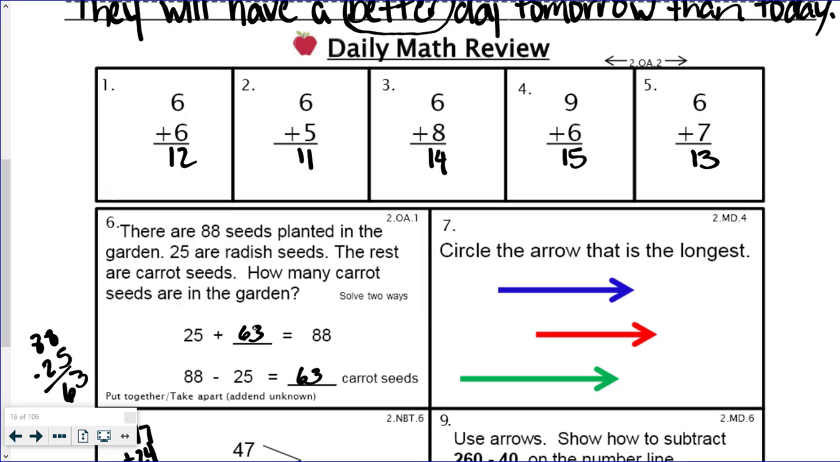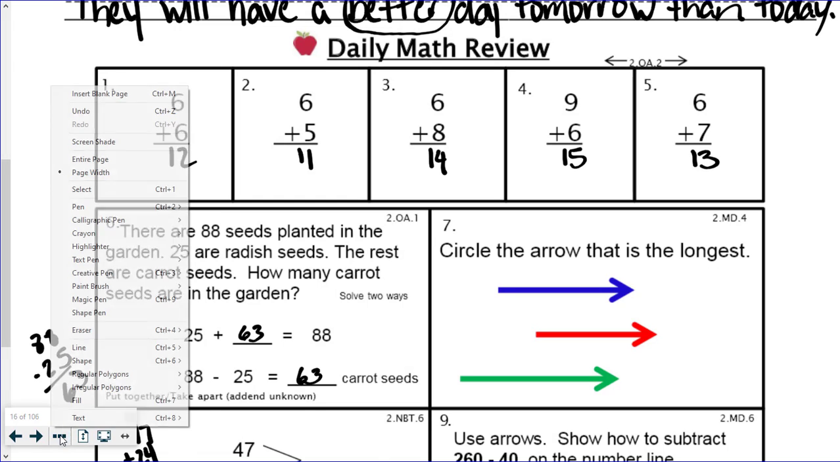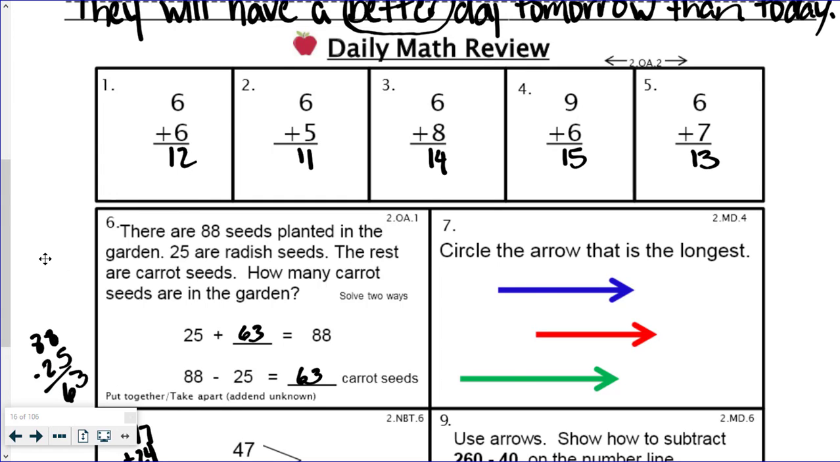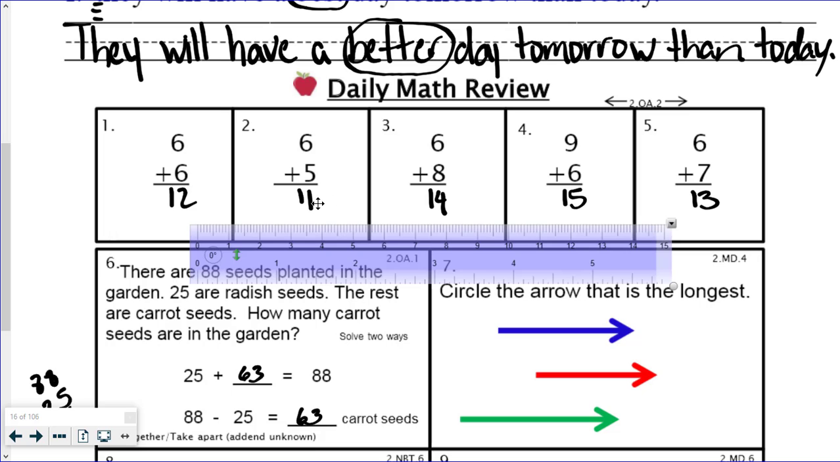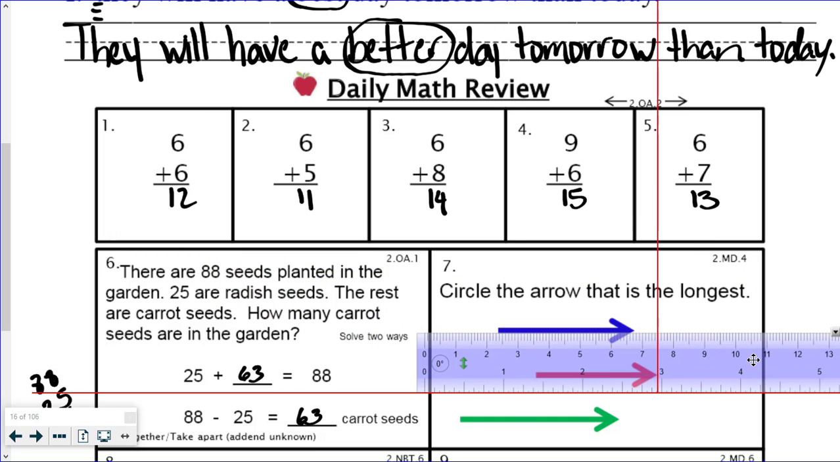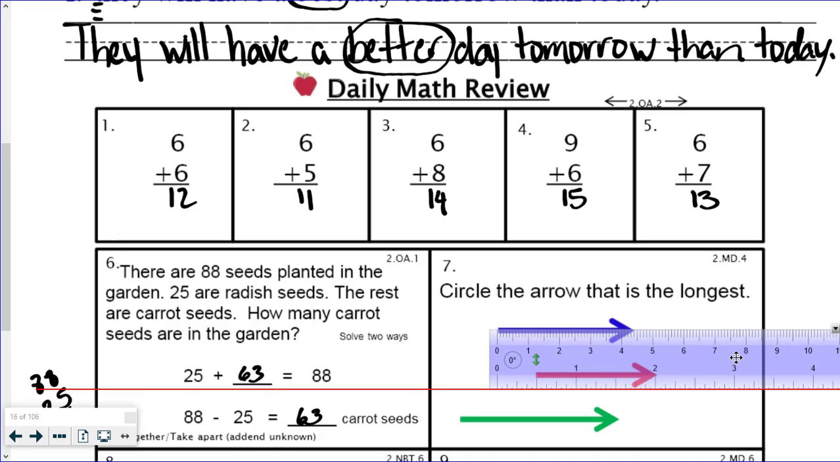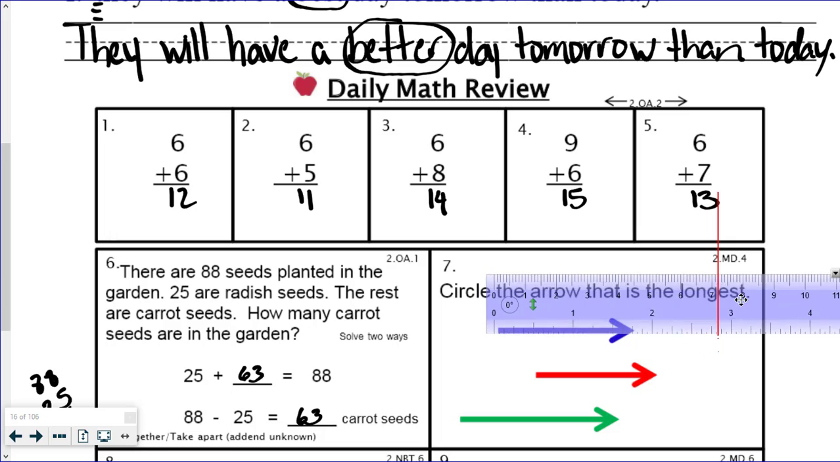Circle the arrow that is the longest. So I'm going to get my ruler out, as I asked you to do as well. So give me just a sec. All right, there's my ruler. So I'm going to line it up on these arrows. So let's see. Line up the 0. And so, well, let's measure in inches actually. So this is about 1.5 inches, almost 2 inches.